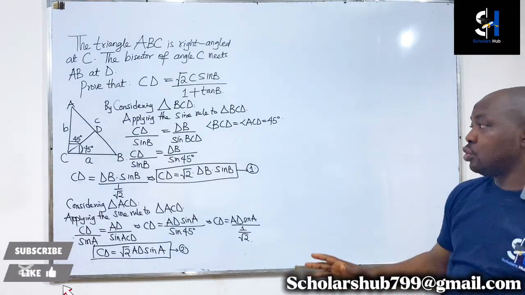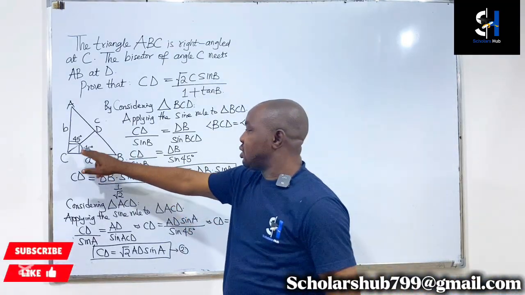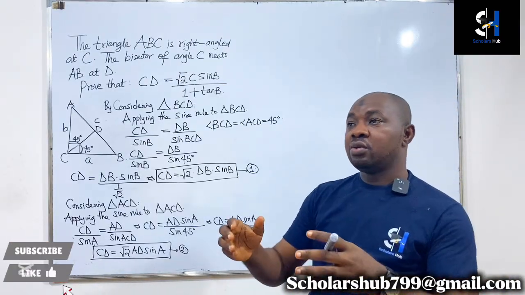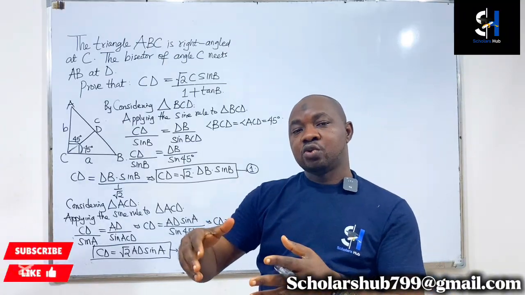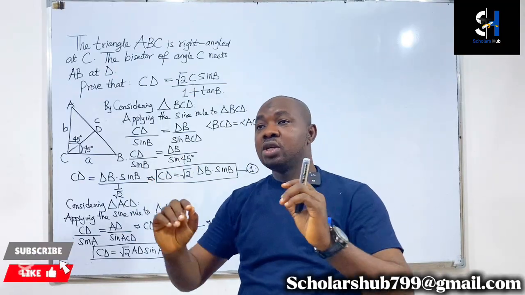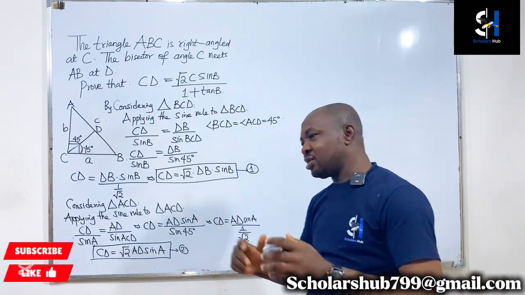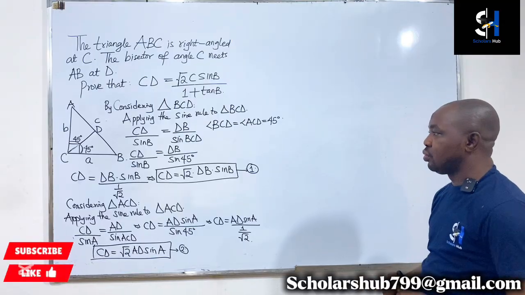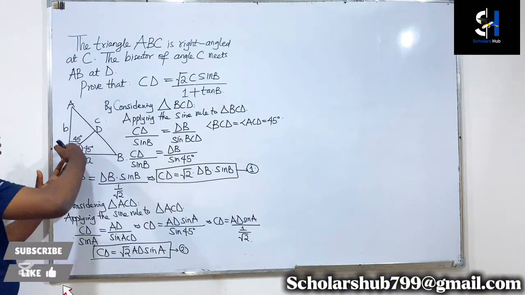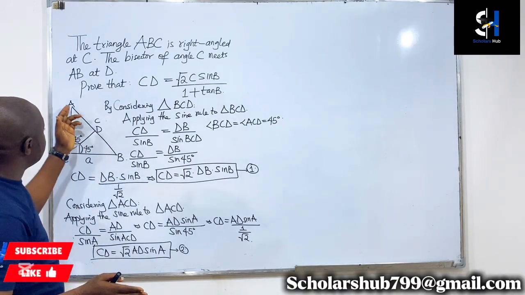Now we can use any one of these two equations to prove this identity. But there's another thing we need to take into consideration. Now we have a bisector, so there's what we call the angle bisector theorem, which states that the angle bisector will divide the side of a triangle into two segments that are proportional to each other. Yes, that's the angle bisector theorem.